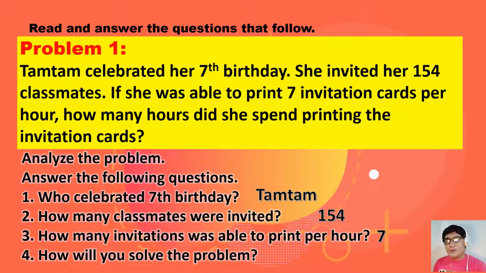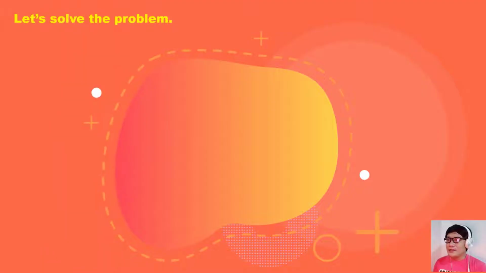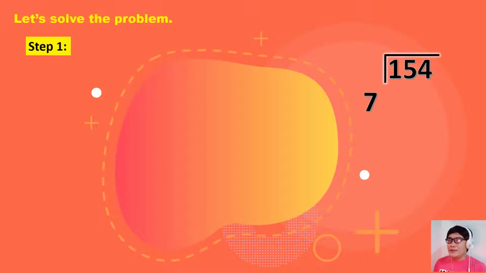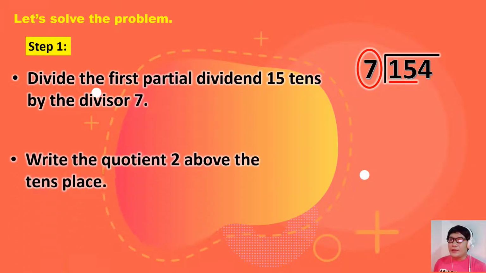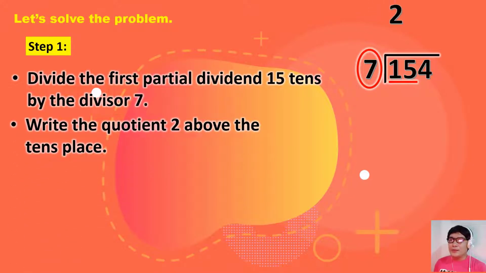How will you solve the problem? Okay, let us solve the problem. We have 154 divided by 7. So step number 1 is to divide the first partial dividend 15 by the divisor 7. So 15 divided by 7 is equal to 2. Then write the quotient 2 above the tens place.